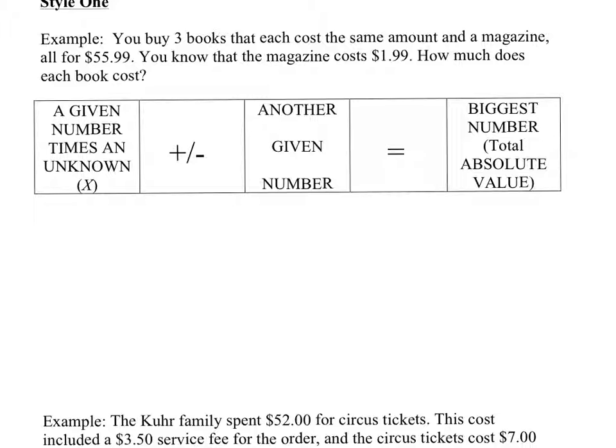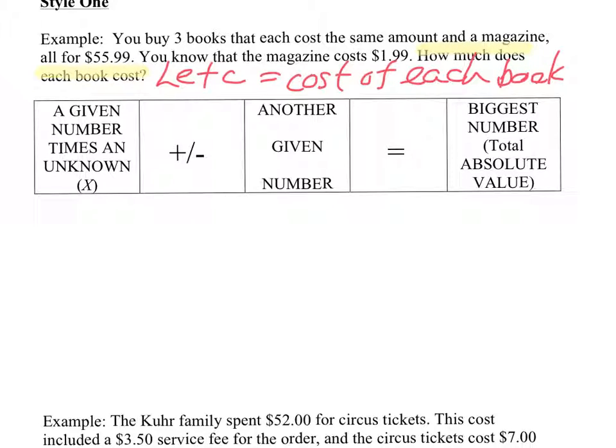So using that formatting, read the last sentence, which says, how much does each book cost? We can now label the variable, C equals the cost of each book. Now look for the largest number in the story, which is $55.99, and put it on the right side of the equation. Something is going to total up to the big number, which is $55.99.